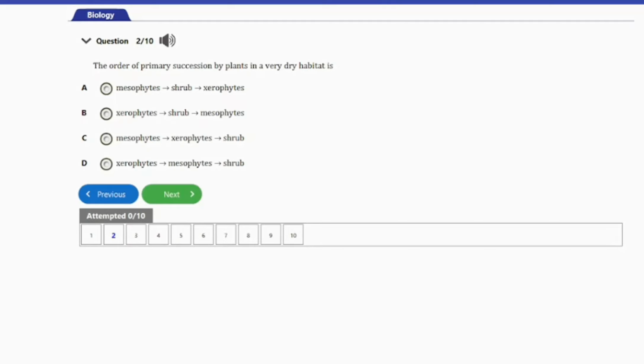So that will be the order of succession of plants in a very dry habitat, because actually you have the mesophytes, and then as the place keeps getting drier, and due to the dry environment, you notice that the more surviving ones from there will be the shrubs, and then as it lingers, you have only the xerophytes, which are able to survive in a very dry habitat such as the deserts. So that's it for that question. Let's go ahead and consider the next question, guys.